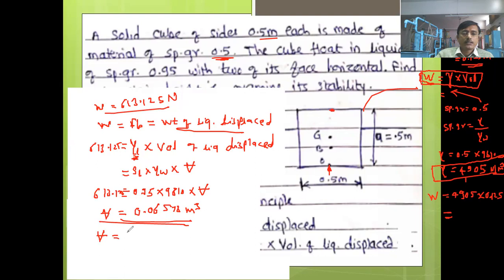I can write it like that: 0.5 into 0.5 into small h. हे small h आपल्याला माहित नाही, ते आपल्याला काढायचं आहे. हे small h काढण्यासाठी आपली एवढी कॅल्क्युलेशन आहे. मग या ठिकाणी व्हॉल्यूम किती आलेलं आहे?